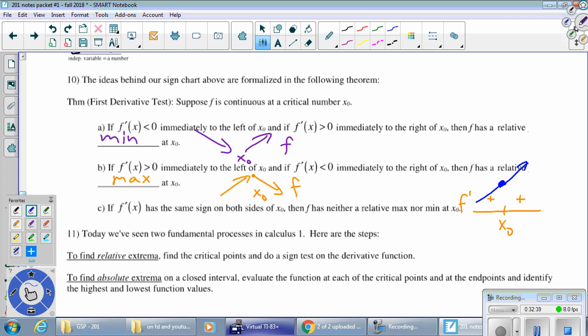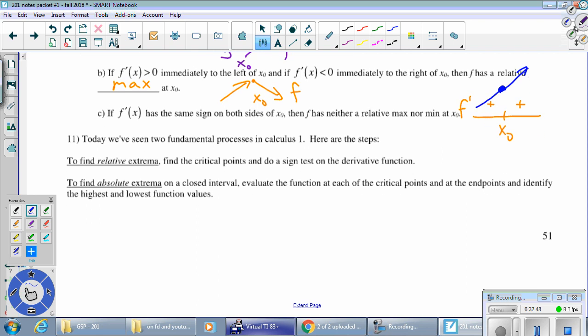Okay, 11 summarizes the two fundamental Calc 1 processes we've seen today. To find relative extrema, take a look at the next part. It says find absolute extrema. So just make sure you're clear on the difference between the two processes. To find relative extrema, you find the critical points and you do a sign test on the derivative function. Relative extrema is critical points and a sign test on the derivative. To find absolute extrema on a closed interval, that's where we make our table, like on the previous page. You evaluate the function at each of the critical points and at the endpoints and identify the highest and lowest function values.